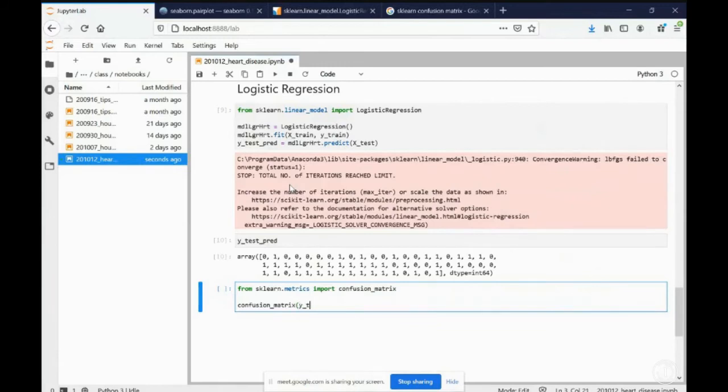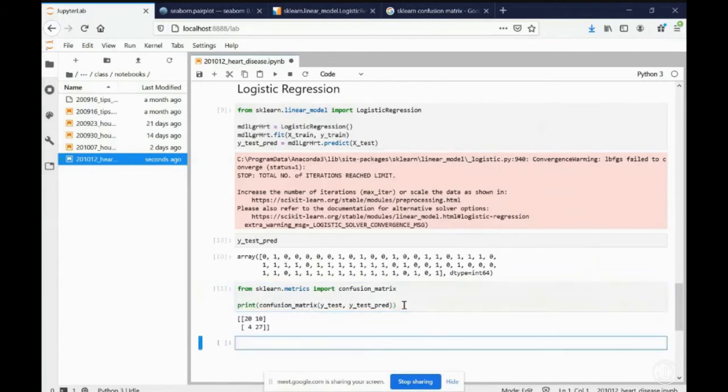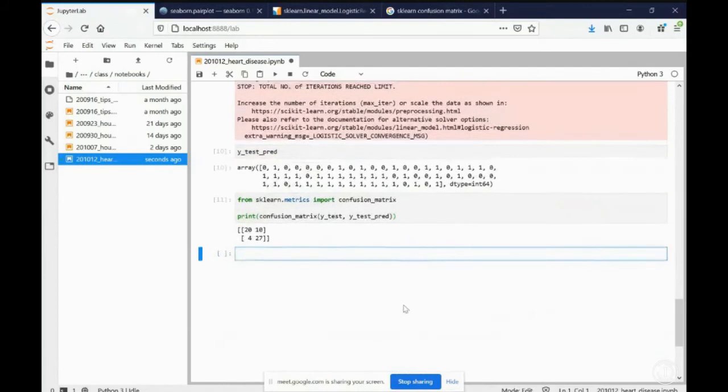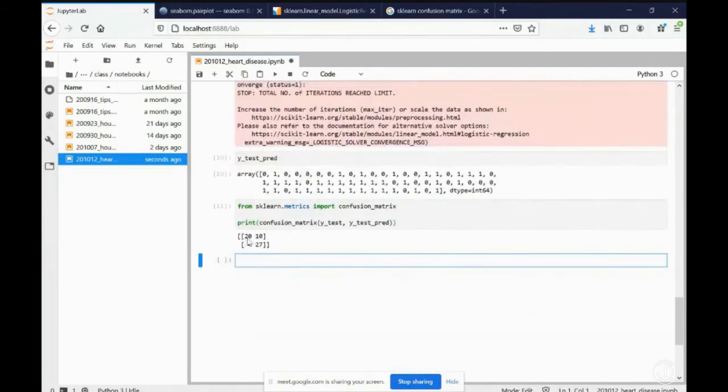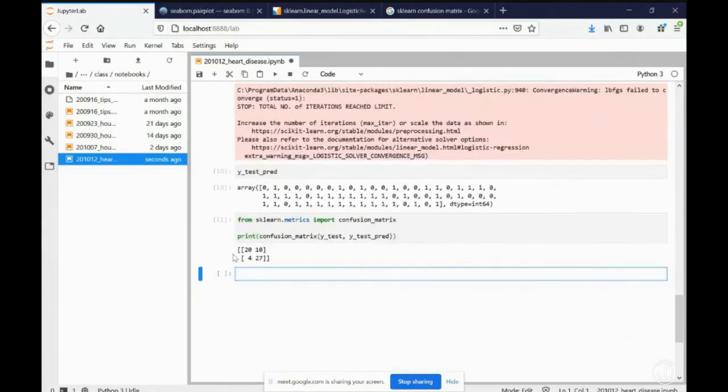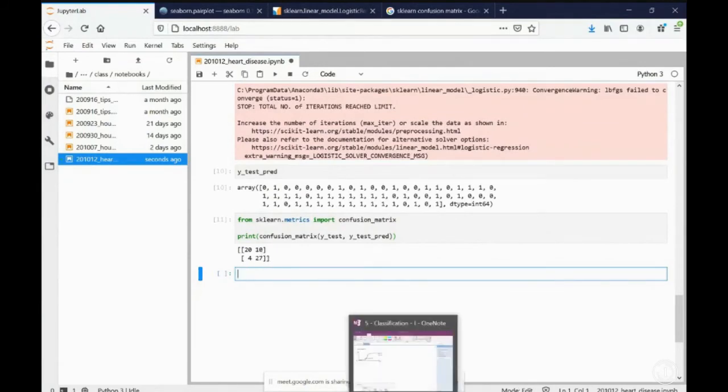So we give our y_test and our y_test_pred, just like we've done before, just like our errors. And so let's print that. Okay, so what do these values mean now? It's giving us a matrix. So let's talk about that here for a bit.